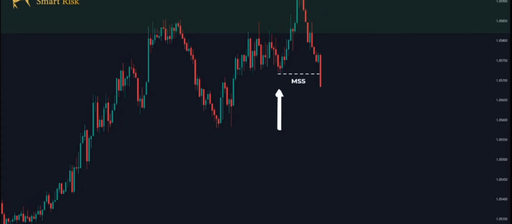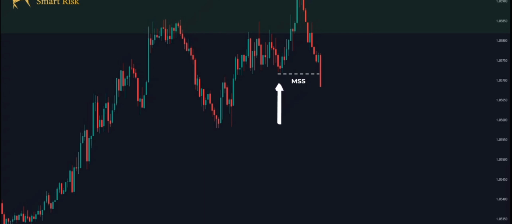Now, we can see that price has created a market structure shift by breaking and closing below this swing low. This indicates that buying momentum is fading and sellers are once again taking control. Now, our bias shifts to bearish on the 5-minute chart, and we can confidently look for short opportunities.